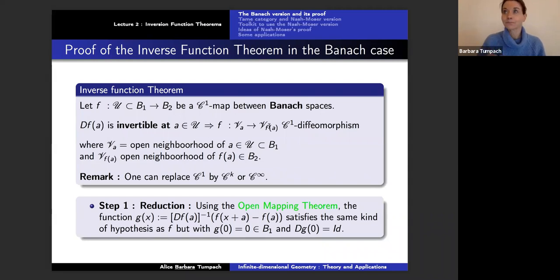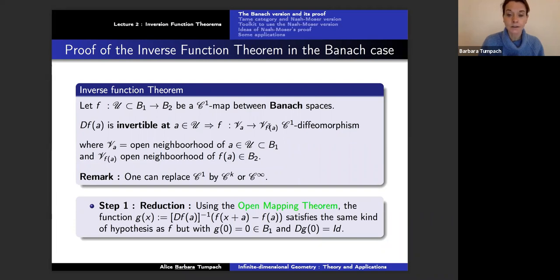Okay, so now we will go through the proof of the theorem. There are some steps. The first one is reduction, so normalization, in fact. For this, instead of F, we will normalize the map so that the point A should be 0 and its image should be 0. So the map should send 0 to 0. That's one normalization. And the differential of this map at 0 should be the identity. We can do that using the open mapping theorem.